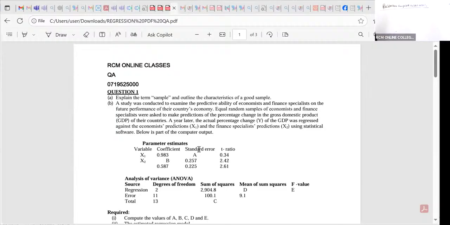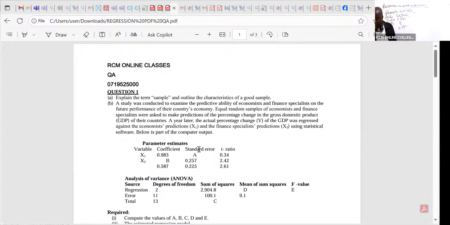Yeah, so we have there variable. So this is the parameter estimates. We have the variable, of which the first one is supposed to be constant. We have X1, we have X2. And then now we have coefficients. So coefficients, what do we have here, ladies and gentlemen? We have 0.983. We have a B. Then we have 0.587.